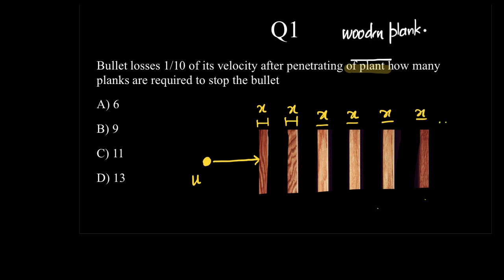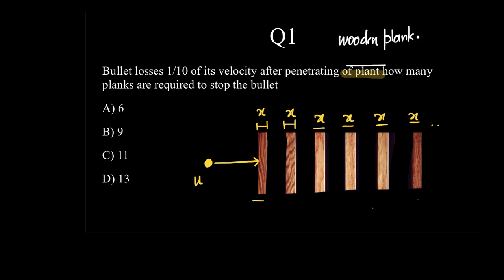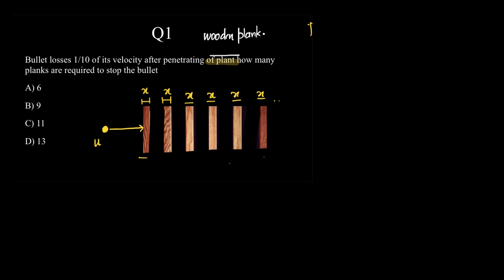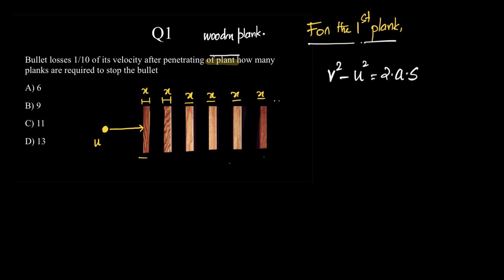Now, let's say the whole discussion is restricted to the first plank alone. So let's write that first. For the first plank, we can apply the equation of motion and write it as v square minus u square is equal to 2as.